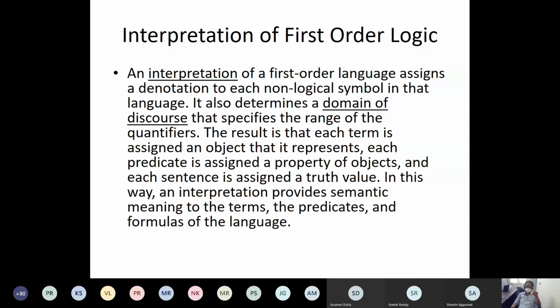When I say for all x, x of type such and such, that type such and such becomes very specific when you fix the domain of discourse. The result is that each term is assigned an object that it represents, each predicate is assigned a property of objects, and each sentence is assigned a truth value. In this way, an interpretation provides semantic meaning to the terms, the predicates, and the formulas of the language.